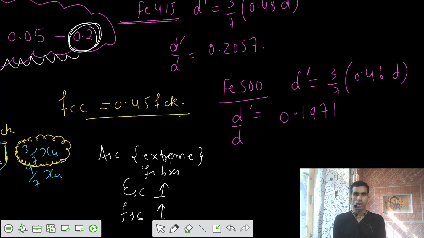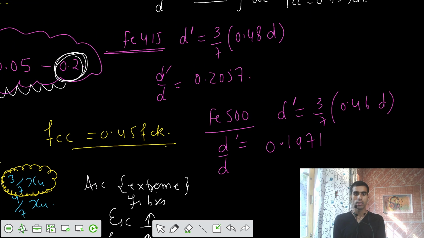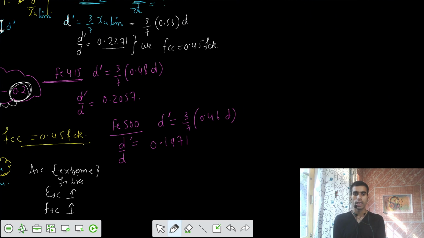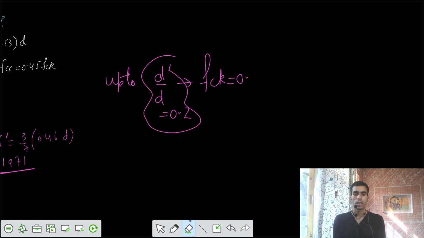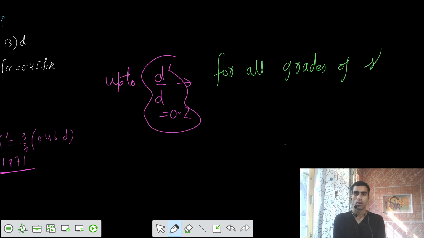Up to the value of d dash by d equal to 0.2, we can have a general view that for all grades of steel, your FCC is equal to 0.45 FCK.